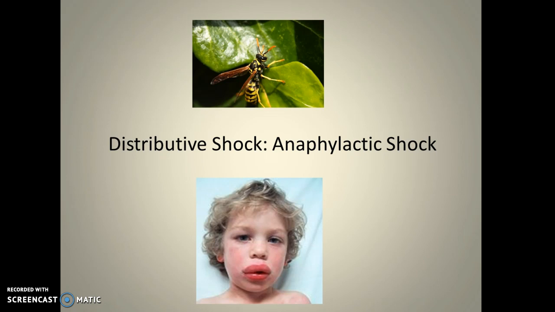Now, as you can see in this slide, a little insect such as this bee can cause this much trouble for a little boy. As fluid leaks from the vascular space into the interstitial space, it can lead to respiratory distress due to laryngeal edema or even severe bronchospasm. Signs and symptoms of anaphylactic shock include dizziness, chest pain, the swelling of lips or tongue, wheezing, stridor, angioedema, anxiety, and confusion.